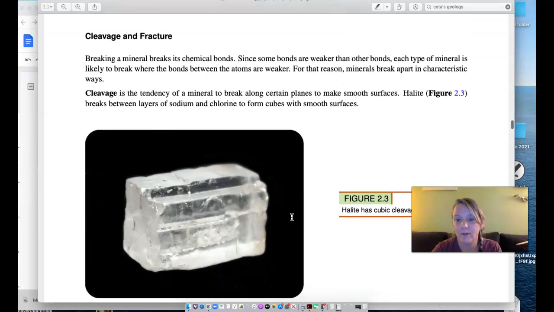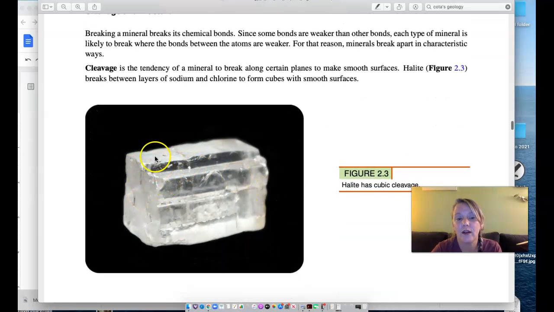Cleavage and fracture. All minerals have a crystal structure. Their atoms are arranged in some way. And in some minerals, the atoms are arranged in 90-degree angles. They're arranged in like a cube, side by side by side and then down, just like reading a book.